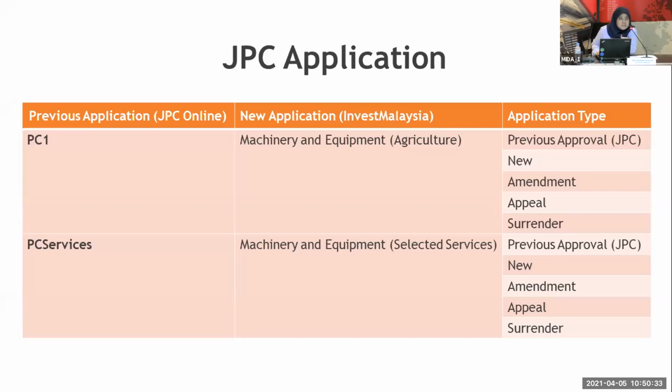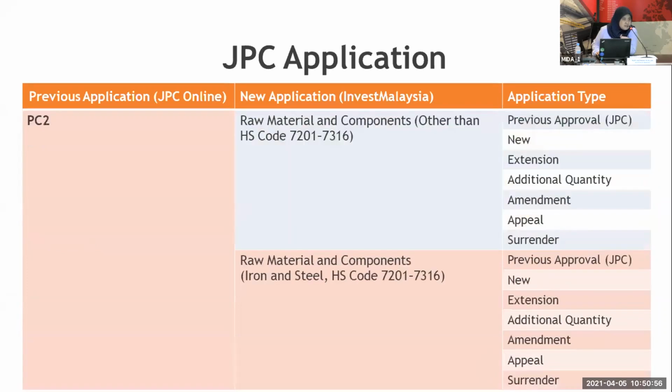Basically, for machinery and equipment for agriculture, we have five application types. The first one is previous approval, and then we have new, amendment, appeal, and surrender. For machinery and equipment for selected services, previously in JPC Online it was called PC Services. We have the same set of application types: previous approval, new, amendment, appeal, and surrender.